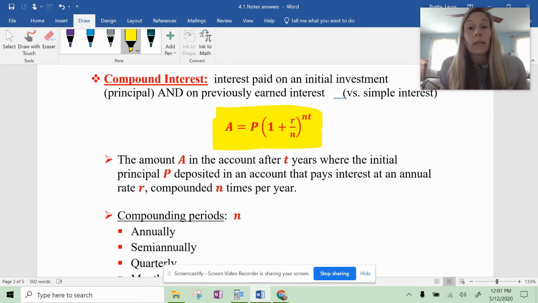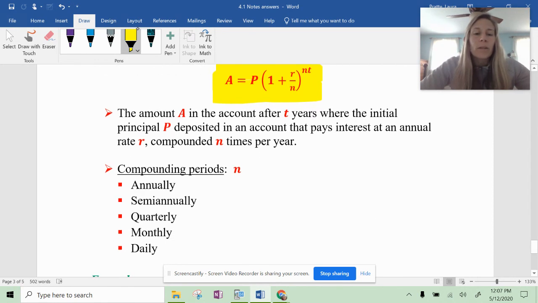The more frequently the interest is being applied, the more that balance is going to go up. So if it's money that you're investing, that's a good thing. But if it's a credit card that you're paying and the interest is accruing daily, that's not a good thing. So it just depends on the situation.